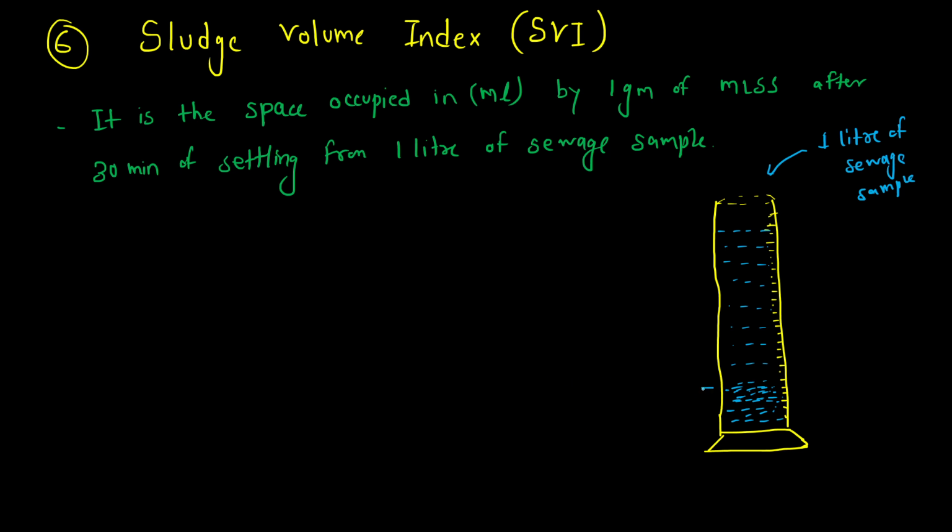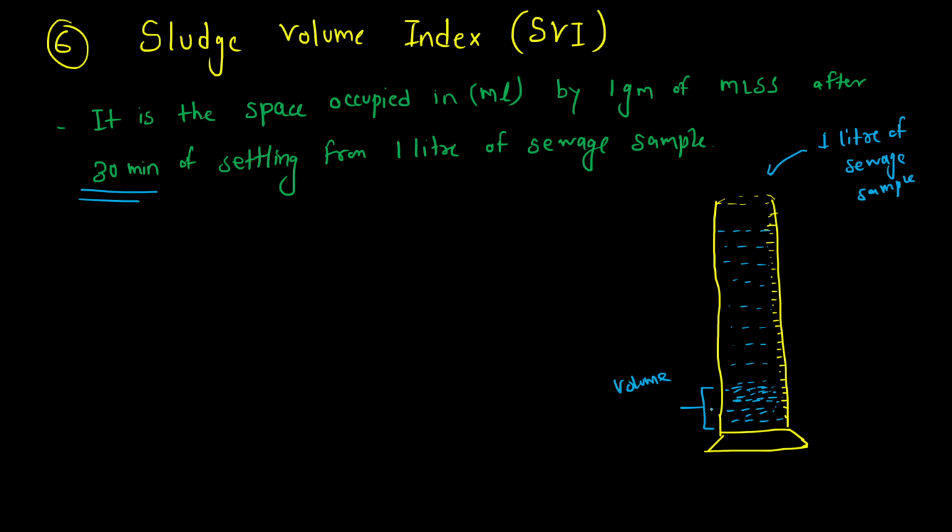So whatever is the space or volume which is taken by 1 gram of MLSS after 30 minutes of settling. Okay, so if for 30 minutes we keep this sewage in this flask for settling, then the volume which is occupied in 30 minutes by 1 gram in 1 liter of sewage sample is called sludge volume index. Okay, so you just remember 3 important points here.